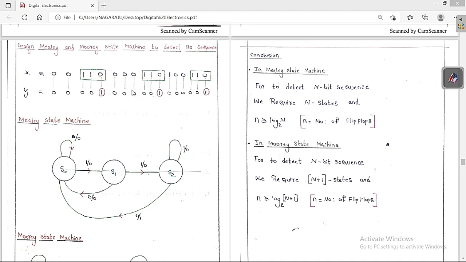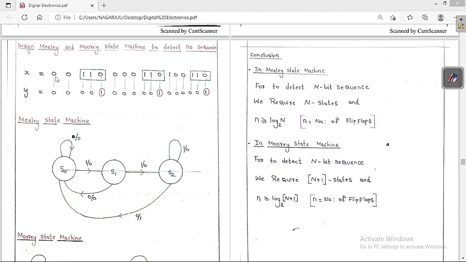So, for a particular input, you have to see the past 2 inputs. You have to combine all the 3 inputs, and if 110 is detected, then the corresponding output is 1, otherwise it is 0. So like this you have to do this one.